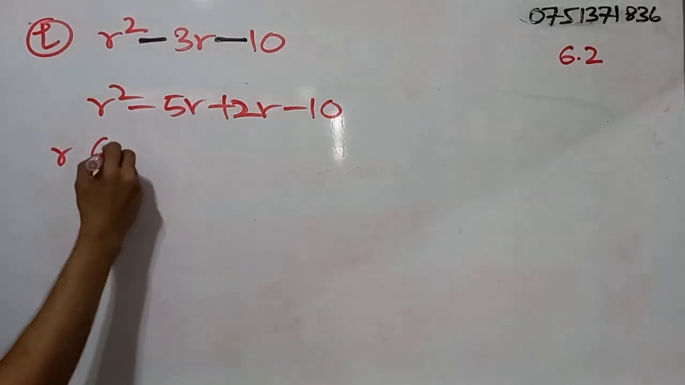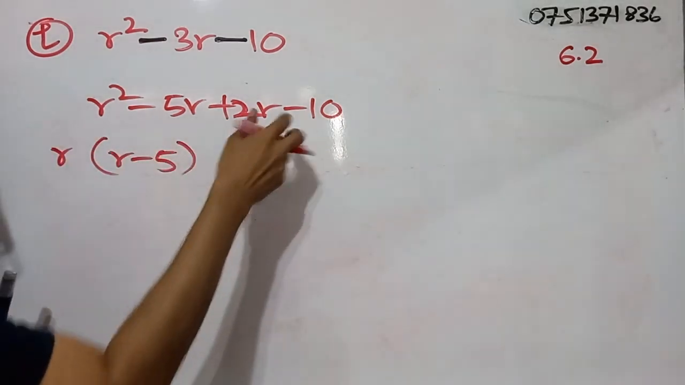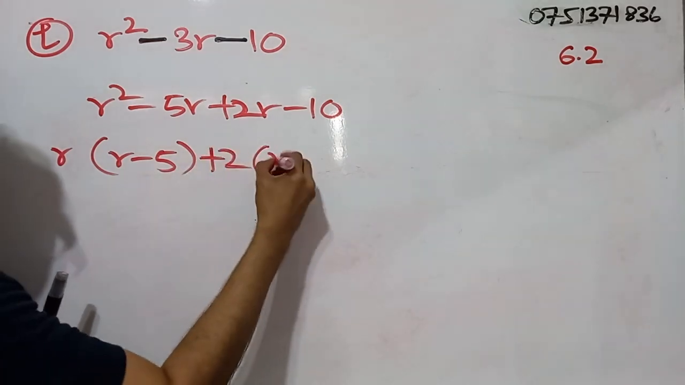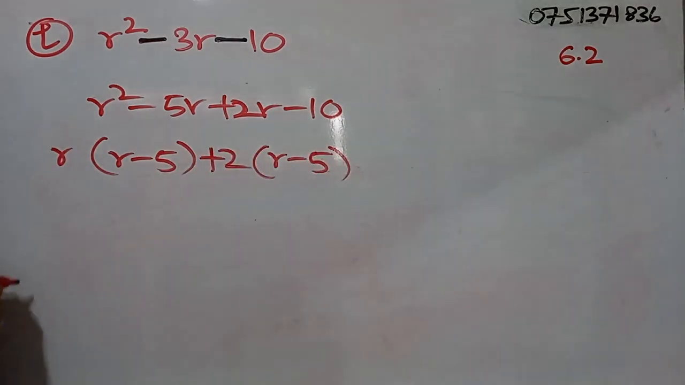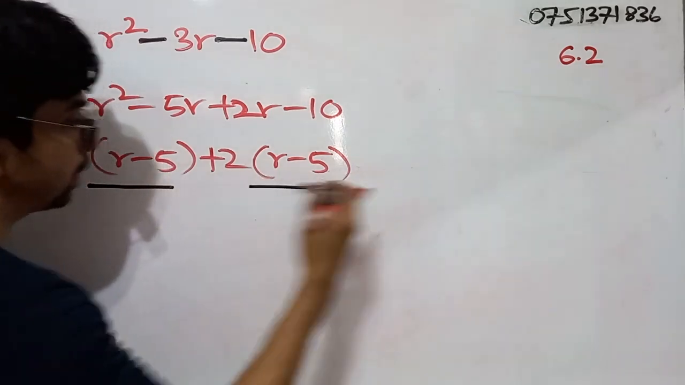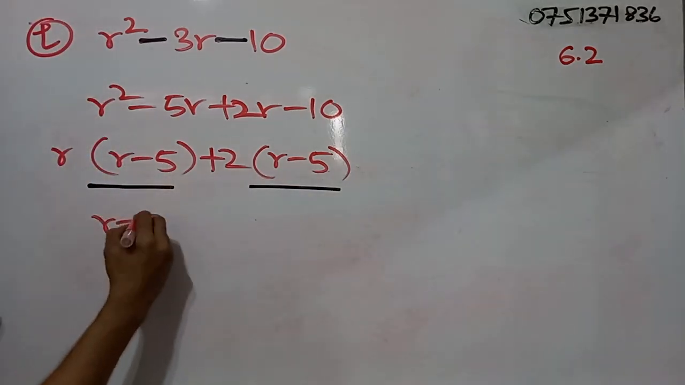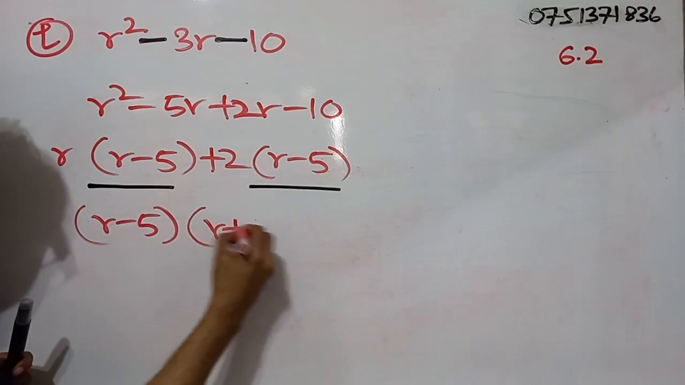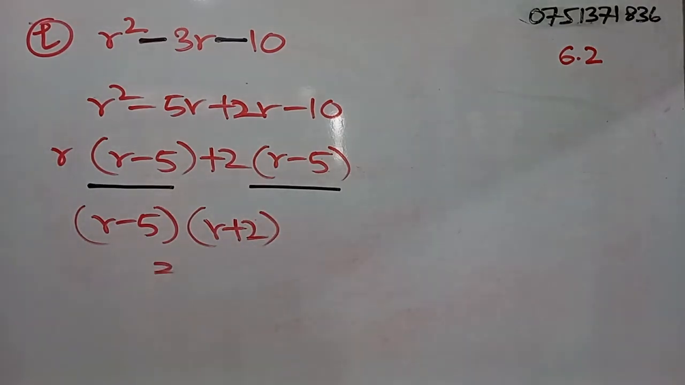So the common factor is r minus 5. Consider these two. The common factor is 2, r minus 5. Now here, these two expressions are common. R minus 5 and r plus 2. So this is the answer.